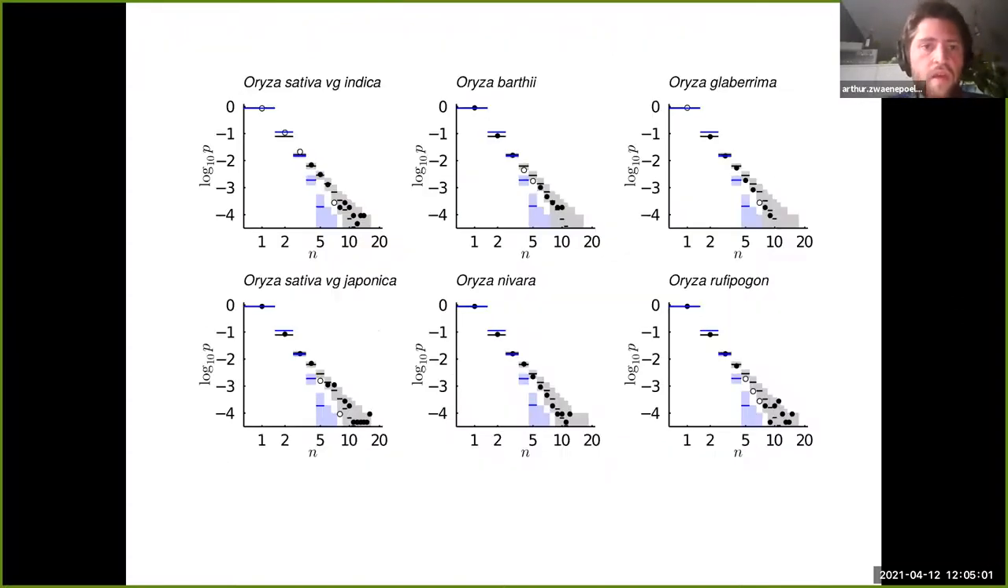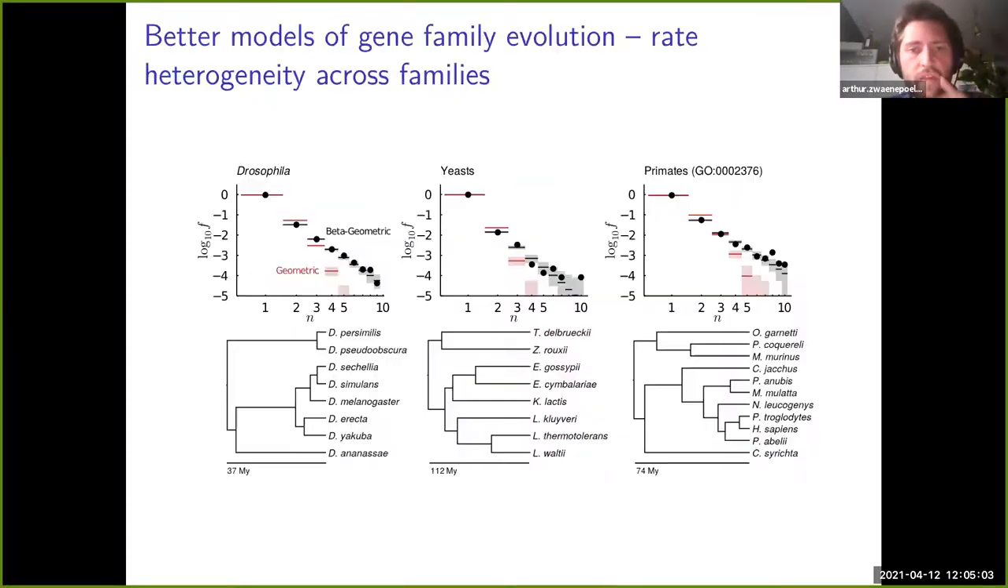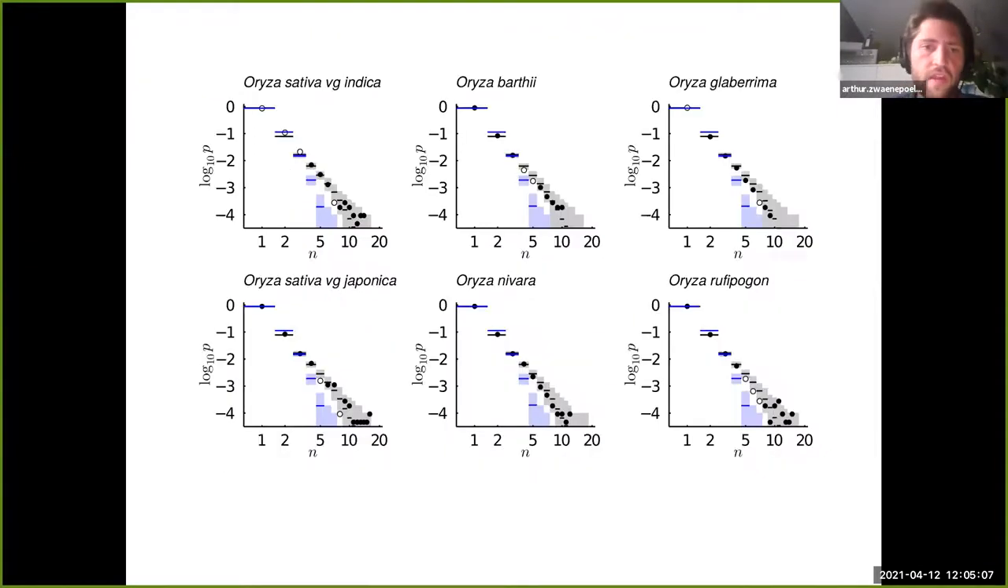This is one thing, if you don't believe me. These are stationary distributions. I won't go into detail, but this is again with my methods, Bayesian inference for these distributions and for a bunch of rice species, and you see it looks nice. So this is one way to make our models more realistic. This is again for the non-extinct families, so here we are not taking into account those single copy genes that go extinct.